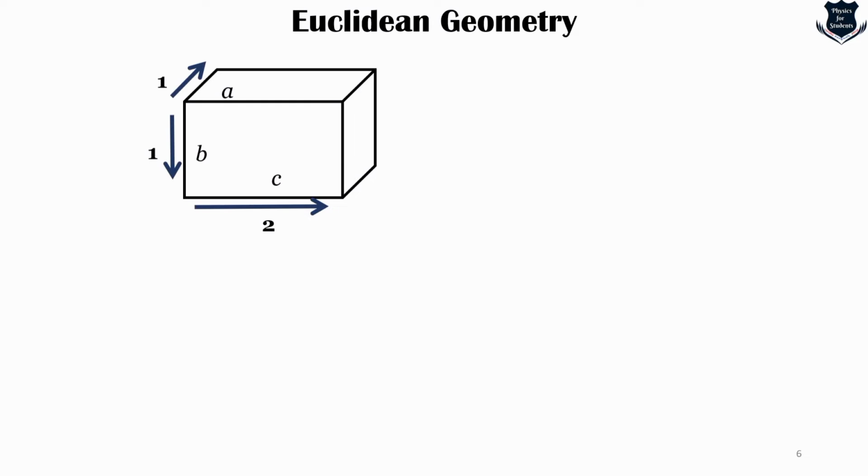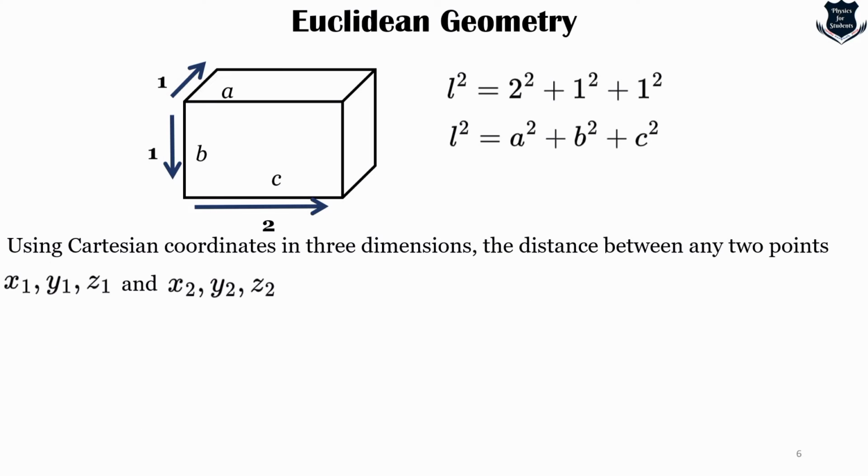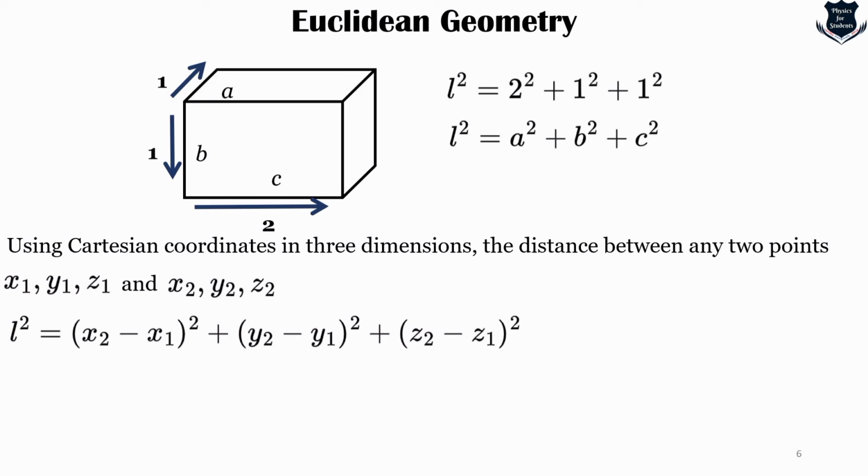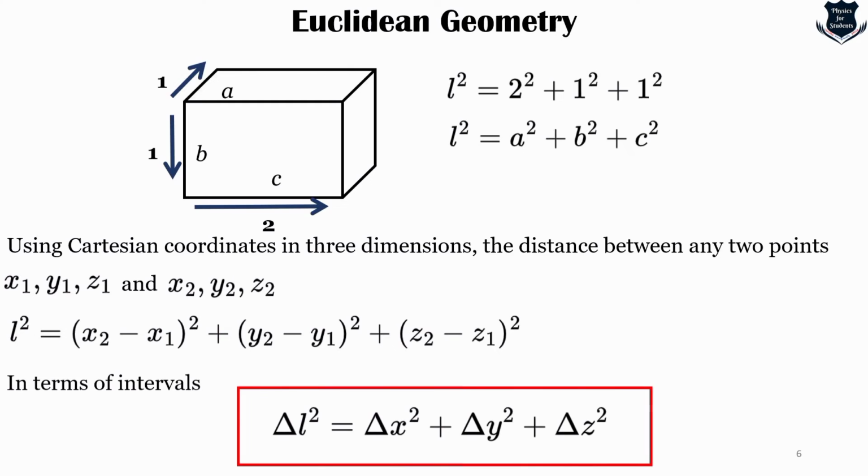Okay, so now why did I show you this? Because if we take the same cuboid and use the same thing, we get L squared equal to A squared plus B squared plus C squared. So using the Cartesian coordinates in 3 dimensions, the distance between 2 points (x1, y1, z1) and (x2, y2, z2) can be given like this, right? Or alternatively, in terms of the interval, I can write it as delta L squared equal to delta x squared plus delta y squared plus delta z squared.